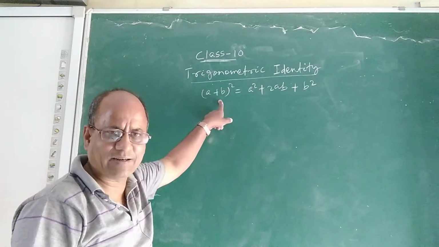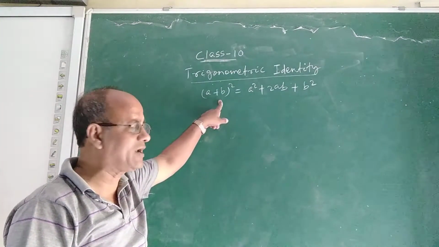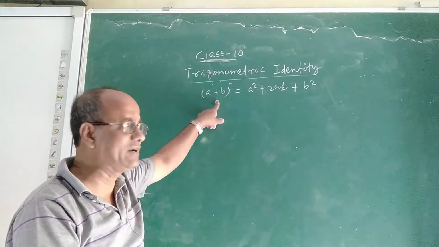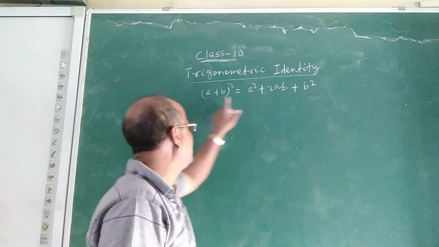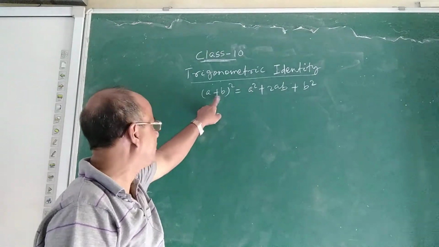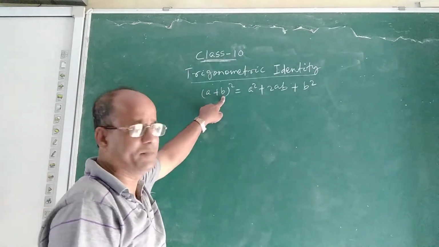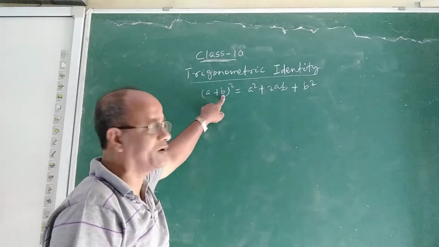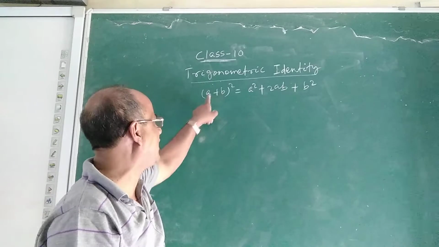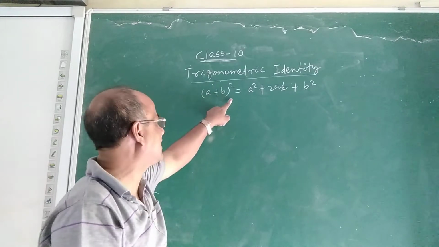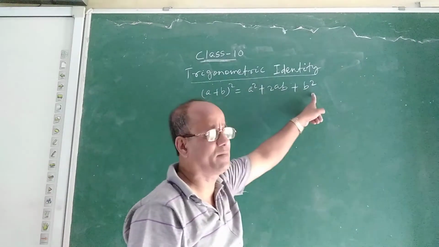So why is it an identity? That is important to know. You have to understand what an identity is. You see, this is the left hand side, this is the right hand side. Here the variables are a and b. So you put any values to a and b. Any value. Suppose a equal to 0, b equal to 1, or a equal to 1, b equal to 2. You assign any value to a and b, and you will see that the value of LHS will be equal to the value of RHS.